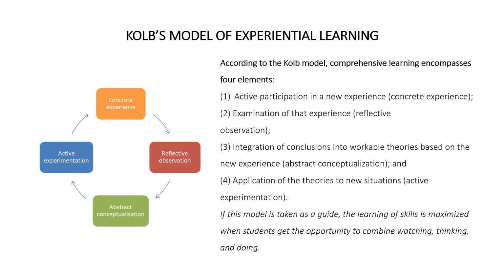Then the fourth is active experimentation, and this is where we apply our learning in new situations. So it really works in a complete full circle. It's a whole 360. The active experimentation is where we take what we have learned and put this in practice. If this model is taken as a guide, the learning of skills is maximized when students get the opportunity to combine the watching of skills, the thinking about the skills, and doing the skills.